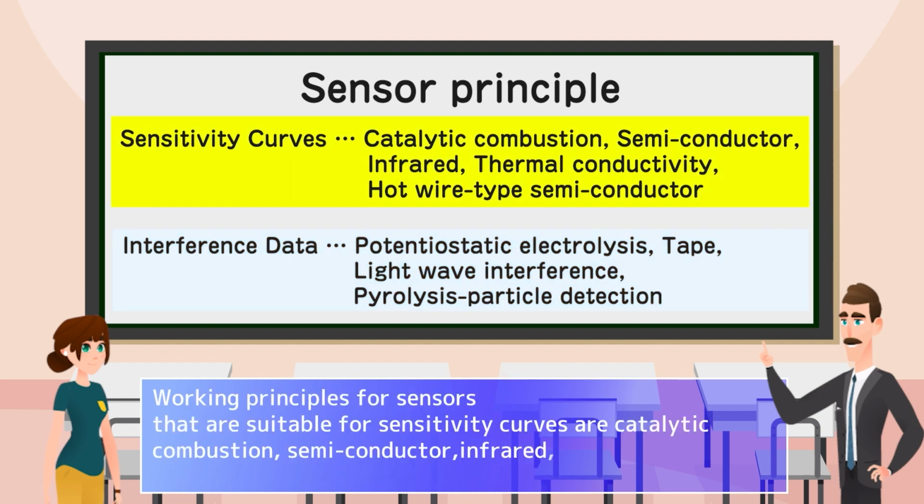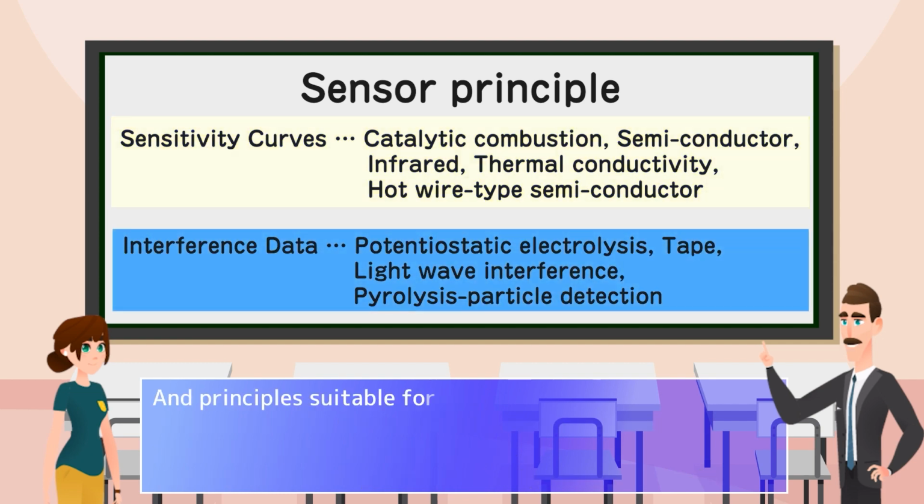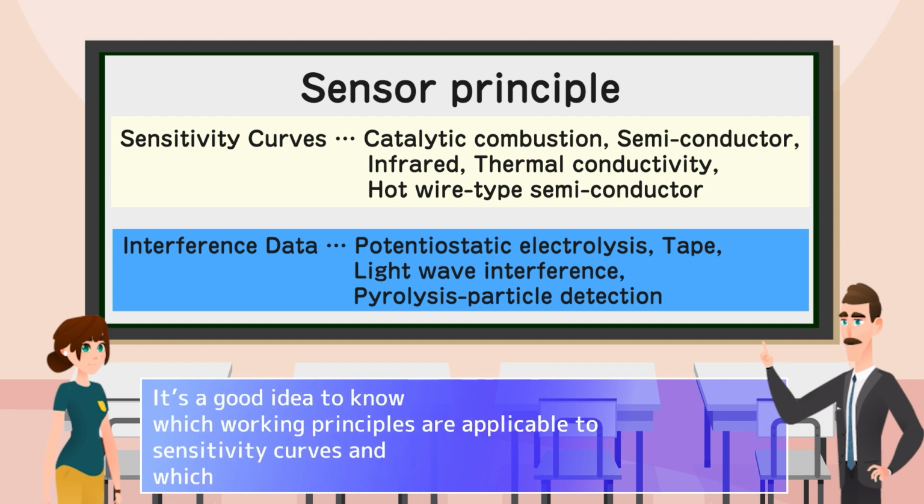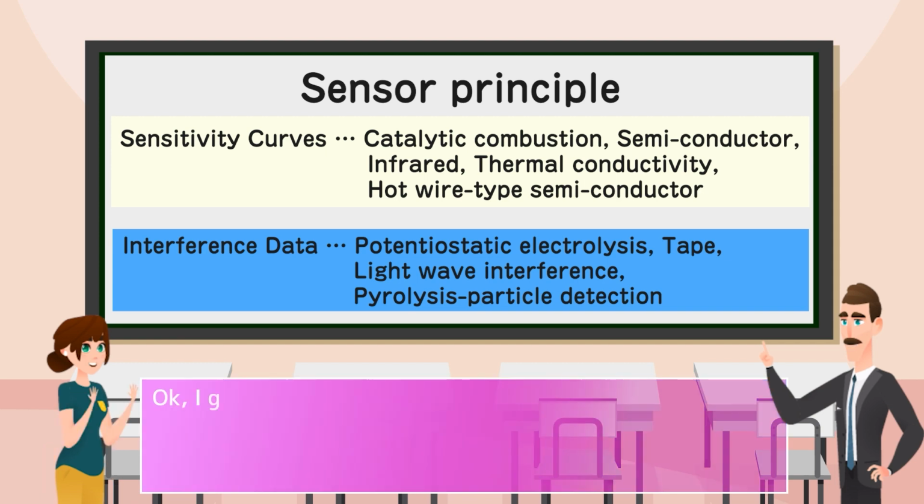Working principles for sensors that are suitable for sensitivity curves are catalytic combustion, semiconductor, infrared, thermal conductivity, and hot wire type semiconductor. And principles suitable for interference data are potentiostatic electrolysis, tape, light wave interference, and pyrolysis particle detection. It's a good idea to know which working principles are applicable to sensitivity curves and which are applicable to interference data. Okay, I got it.